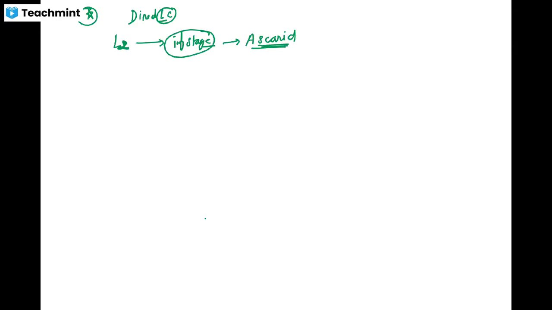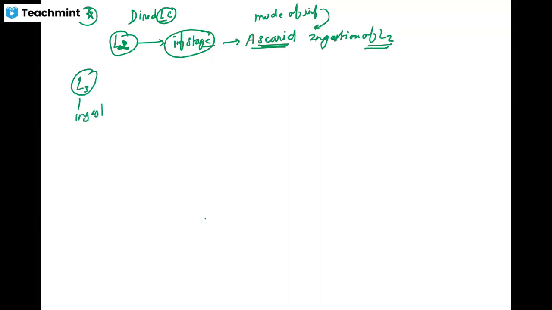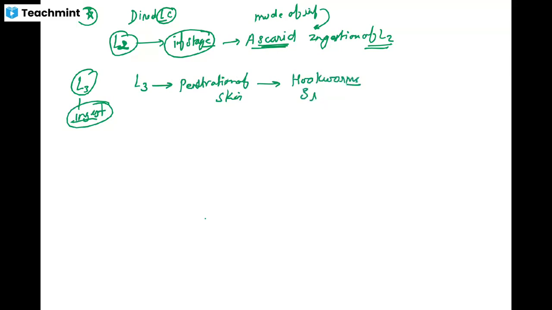और इसका मोड ऑफ इन्फेक्शन कैसे होगा? मोड ऑफ इन्फेक्शन इज बाय इंजेशन ऑफ L2 एस्केरिड्स के केस में. और L3 स्टेज ज्यादातर इंजेशन से ही जाती है. सारे नेमाटोड्स की L3 स्टेज होस्ट में बाय इंजेशन ही एंटर करती है, बट L3 बाय पेनेट्रेशन ऑफ स्किन. It occur in case of hookworms that are strongyloids.